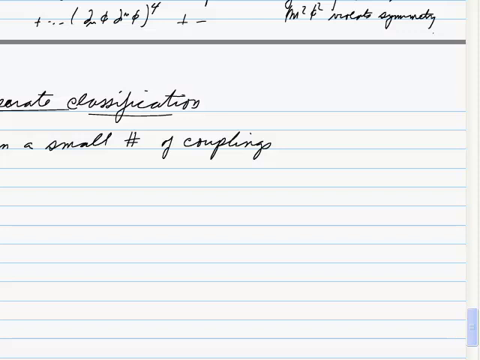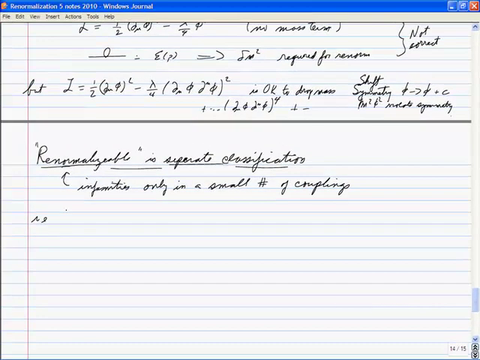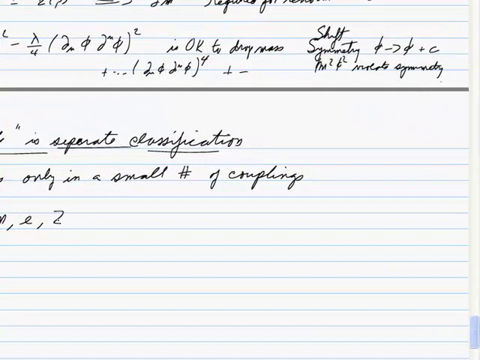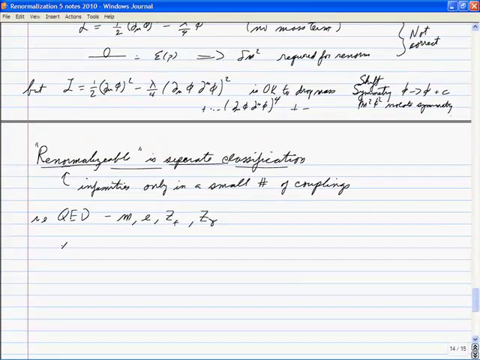So QED is renormalizable. You only have to renormalize the mass, the charge, and the wave functions. There's actually two wave function renormalizations: there's the fermions and the photons. Okay. Lambda phi to the fourth theory is renormalizable. There you have m, lambda, and Z phi, and that's all.